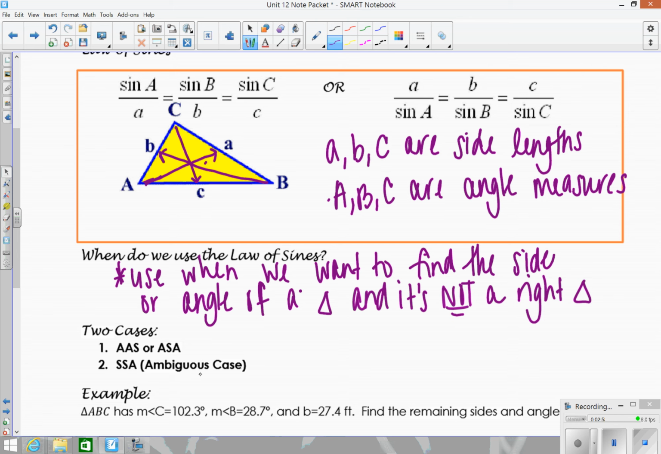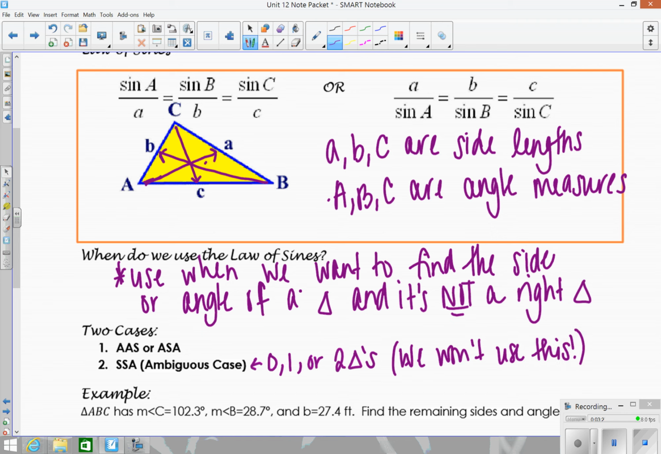For the second case, we're not going to focus on this. This is the ambiguous case. That's a little more complicated because you can have more than one triangle possible. This case gives you situations where you could have 0, 1, or 2 triangles. It does exist, but we just won't focus on it because it becomes more complicated.